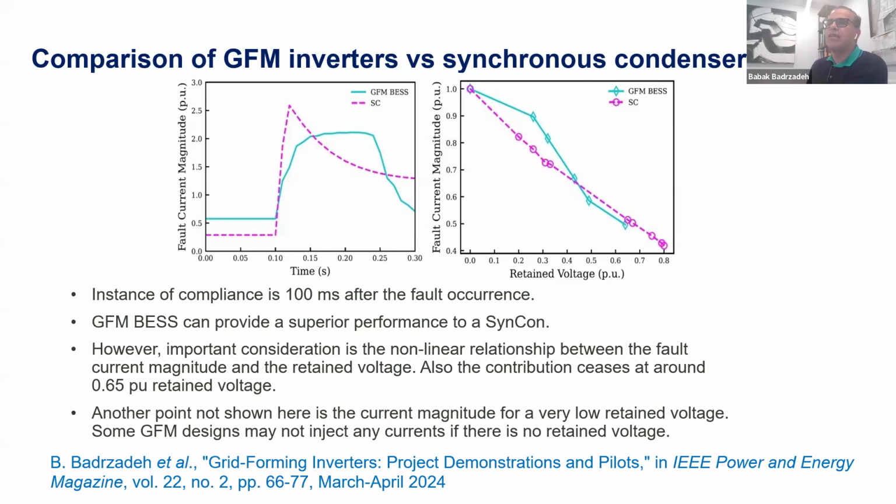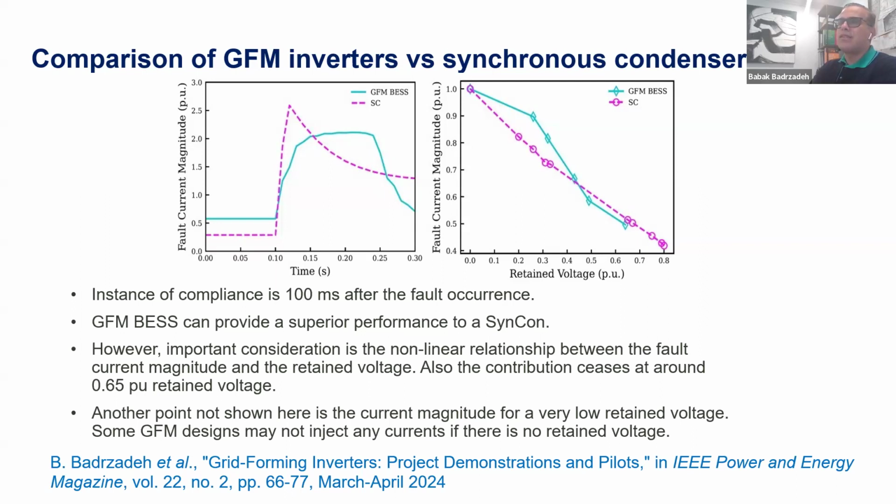These two figures show the comparison of a grid forming technology against a synchronous condenser. This is a particular case, so you cannot generalize it for all cases, but this is a purposely oversized grid forming technology. As you can see on the left-hand side, for example, the fault current magnitude as a function of time doesn't have the peak that a synchronous machine gives you, but this peak has no relevance to stability if your concern is system stability. So really, this is not important.